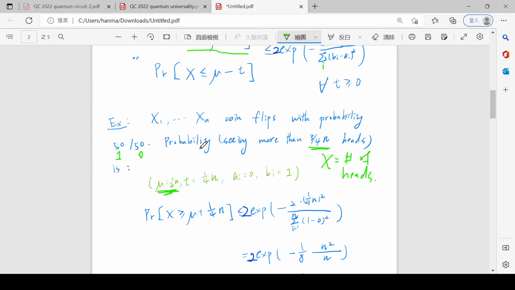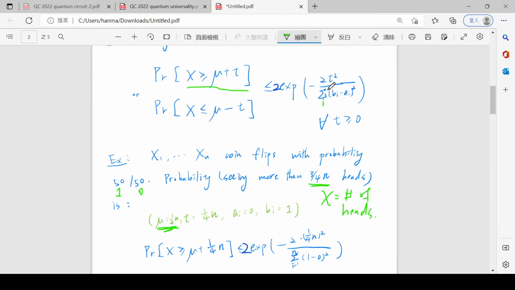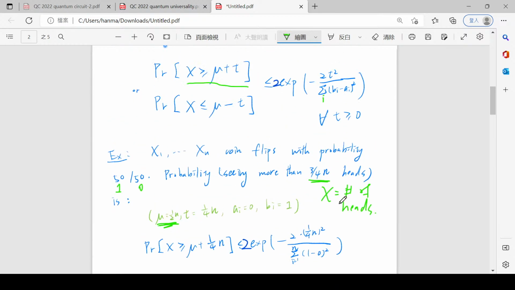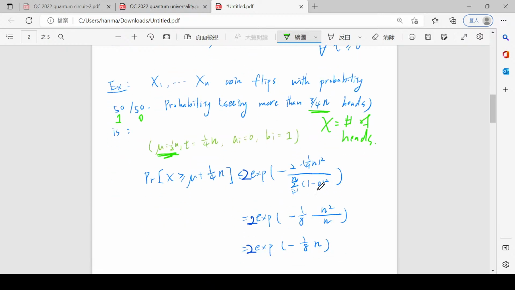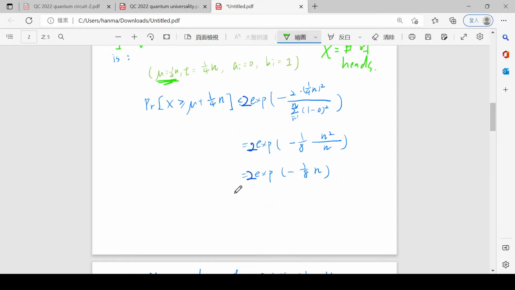So probability X bigger than mu plus 1/4 n is less than 2 times the exponential of minus 2 t squared, where t is 1/4 n squared. Then the summation of b_i minus a_i, squared, is just 1 minus 0 squared, which is still 1. You are summing over n terms once, so this is just n. Then you see that the probability is bounded by 2 times the exponential of minus n/8.